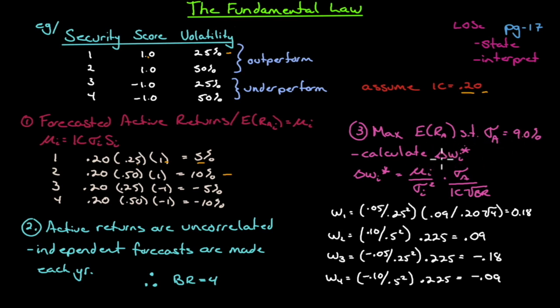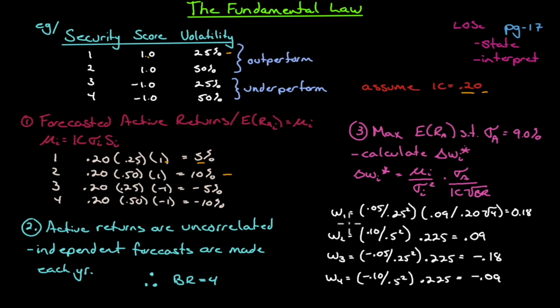That's what we want to do. So to do that, we need to calculate our weights. Okay, we have security 1, 2, 3, 4. We forecast these particular returns, and we're told to maximize our expected active return subject to active risk equaling 9%. So to do that, we need to calculate our weights on these securities to make sure we don't exceed 9%.